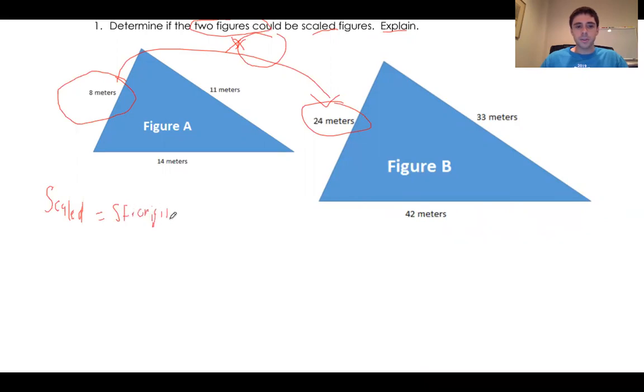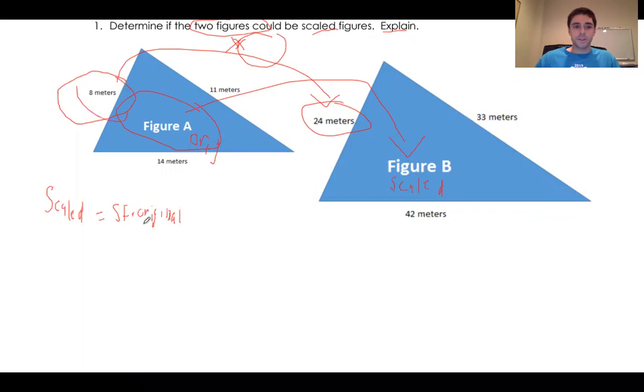Does this formula look familiar to folks? Scaled equals scale factor times original. Yes, awesome. See some yeses rolling in. Excellent. So if we're going from A to B, that means that A is going to be our original, and figure B is going to be our scaled side.